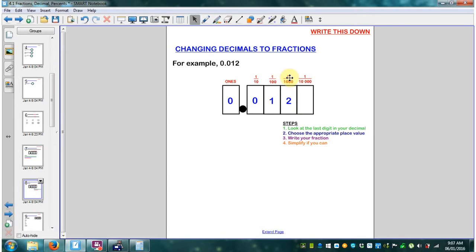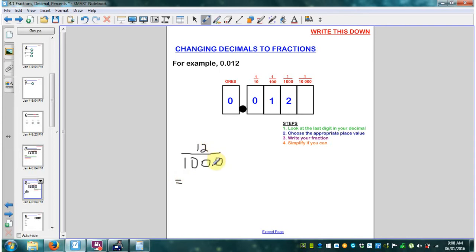Then we write our fraction. How we write our fraction, we have 1 over 1,000 on the bottom. And then we just write the number on the top. Here we have 0.012, and we write down what we have without our zeros. We have 12. So it's going to be 12 thousandths, or 12 over 1,000. Okay, and then we simplify this if we can.